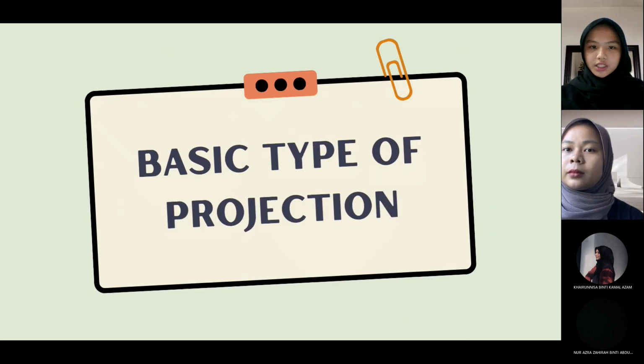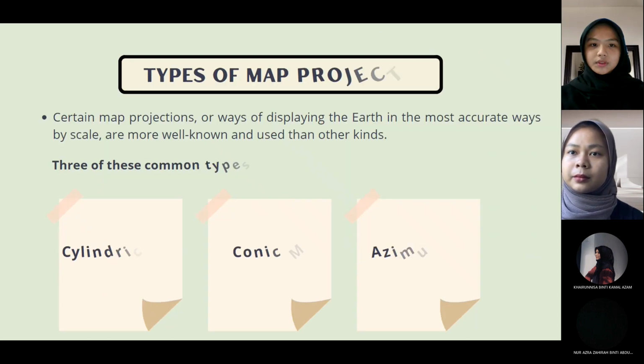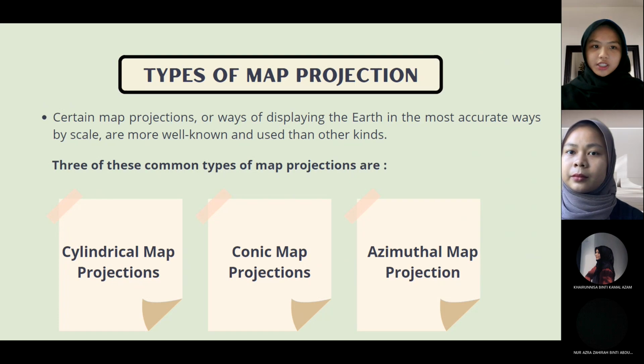Basic types of projection. Certain map projections, always displaying the Earth in the most accurate way by scale, are more well known and used than other kinds. Three of these common types of map projections are cylindrical map projections, conic map projections, and azimuth map projections.